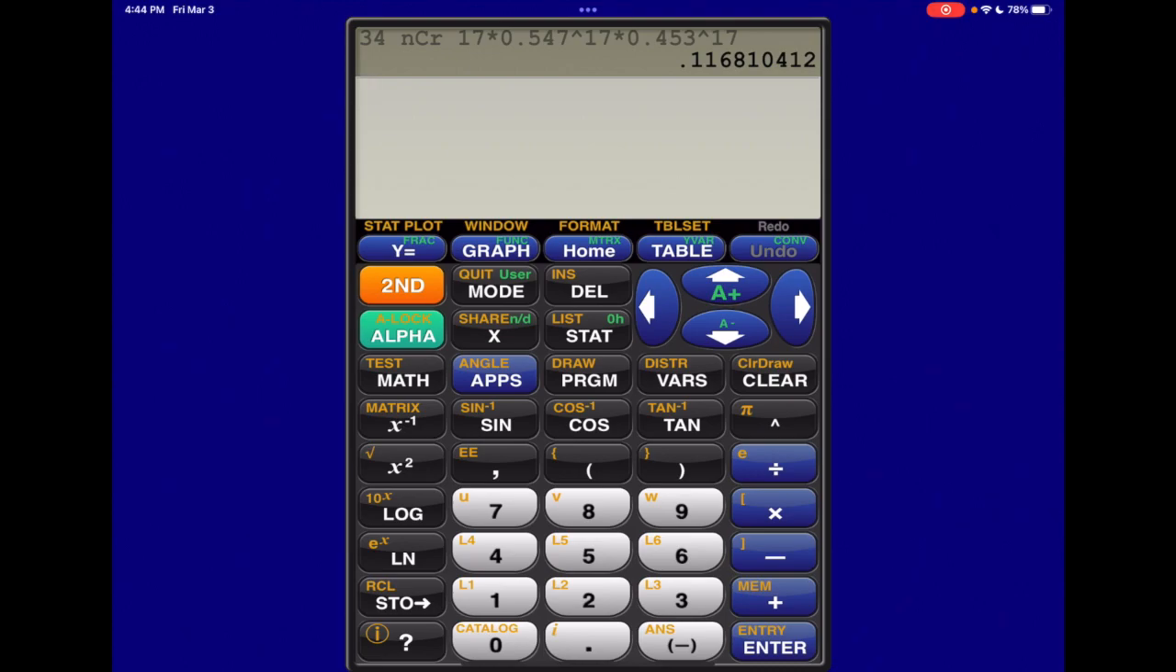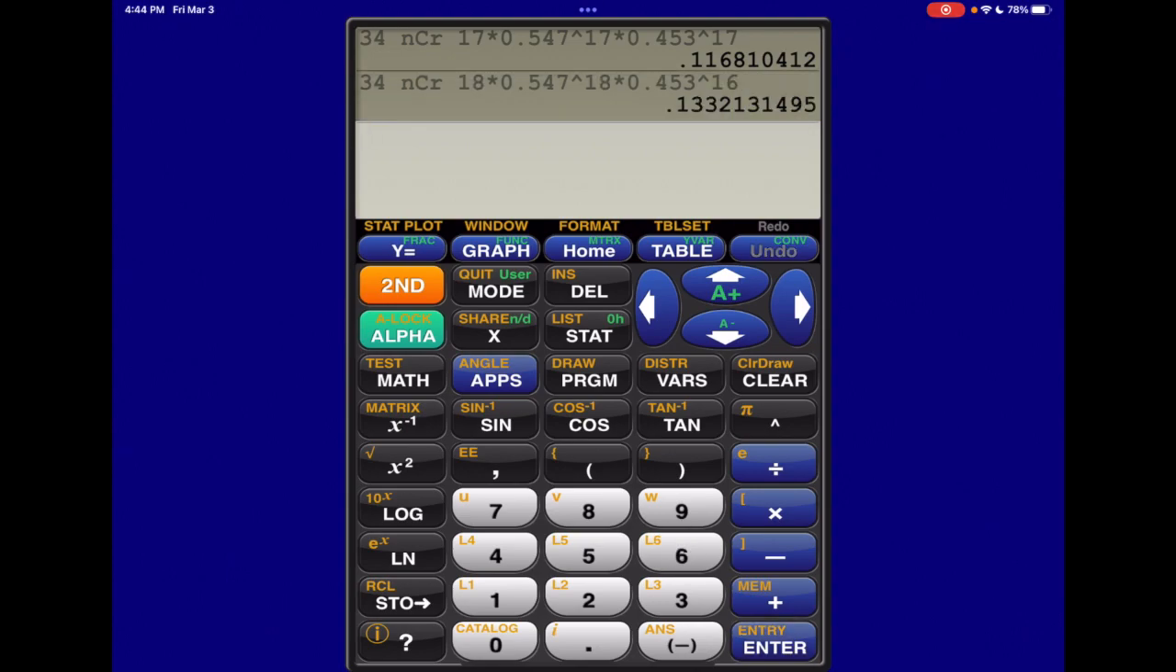Now, instead of starting over for P of 18, I'm going to hit the second button and then enter, and it pulls up my last calculation. And then all those changes I just made with the red pen a minute ago, I can make here on the calculator. We want this to be 34 choose 18, P to the 18th, and Q to the 16th.